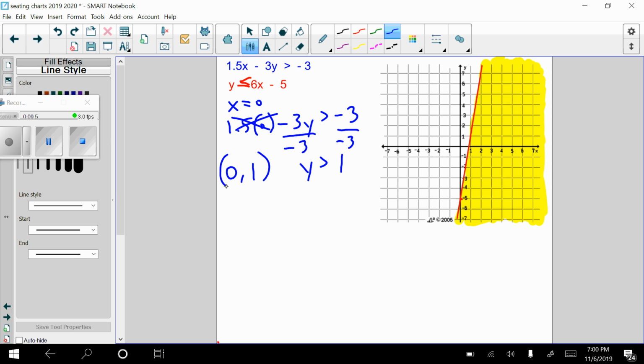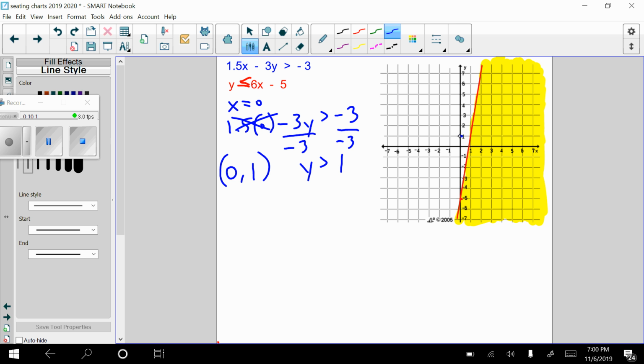So now I'm just going to plot that point. So I get right here, so that is 0, 1, right there. Right, so now I could pick any other point. I could pick any other x value I wanted.